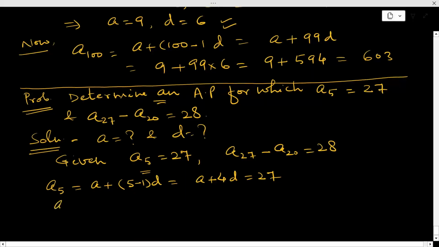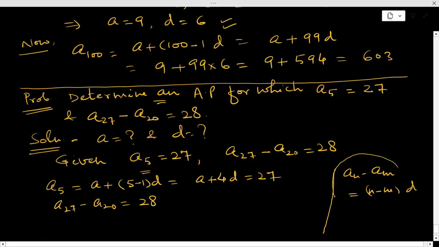Now A27 minus A20 is equal to 28, and we know that An minus Am is (n minus m) into d. So here we use this formula because we have A27 minus A20. This implies that 27 minus 20 into d is equal to 28.